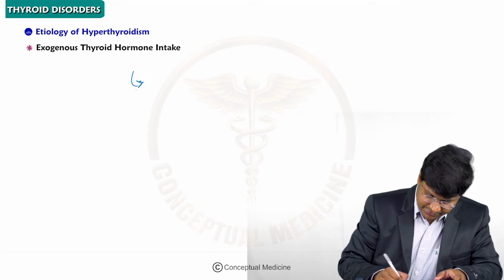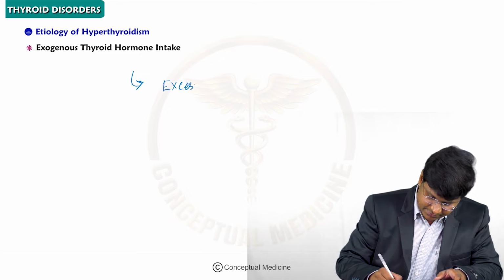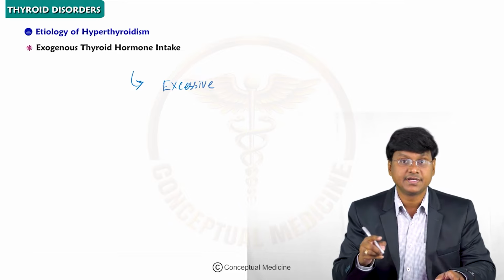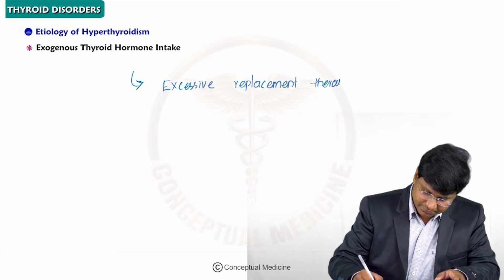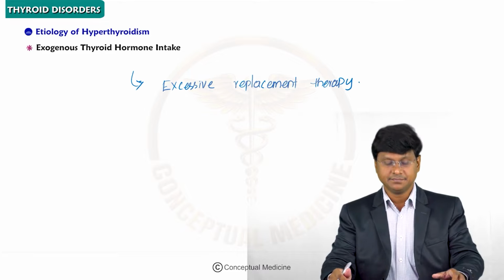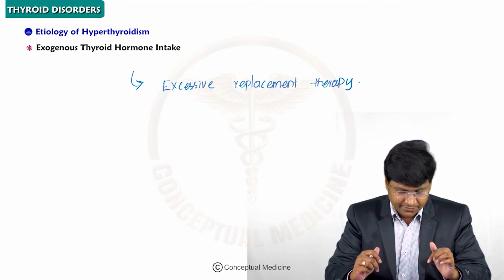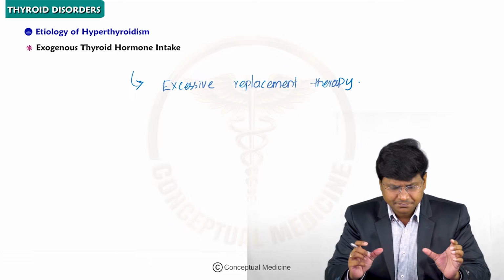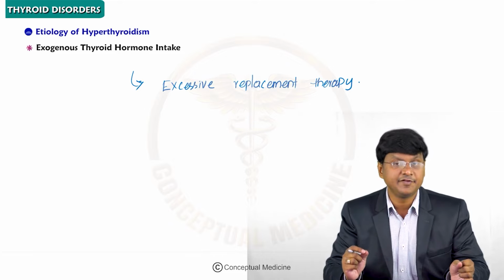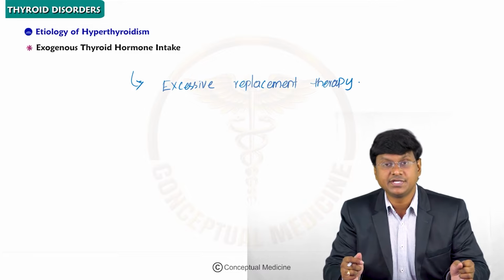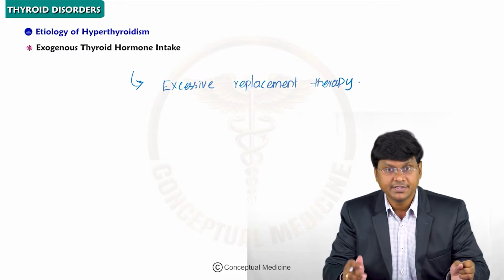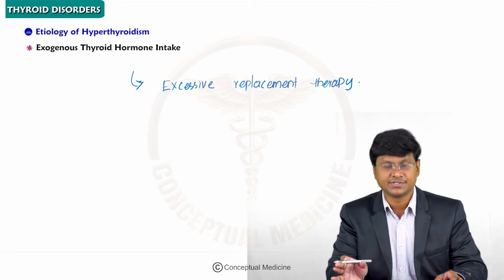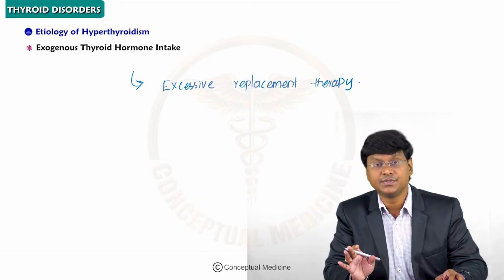That is excessive replacement therapy. So in these individuals with excessive replacement therapy, the individual is advised to take like 50 micrograms. But instead of 50 micrograms, if the patient is taking 150 micrograms of thyroid hormone, that will make the individual land up in hyperthyroidism, right? And lastly, ectopic hyperthyroidism. So these are some of the causes of your hyperthyroidism.